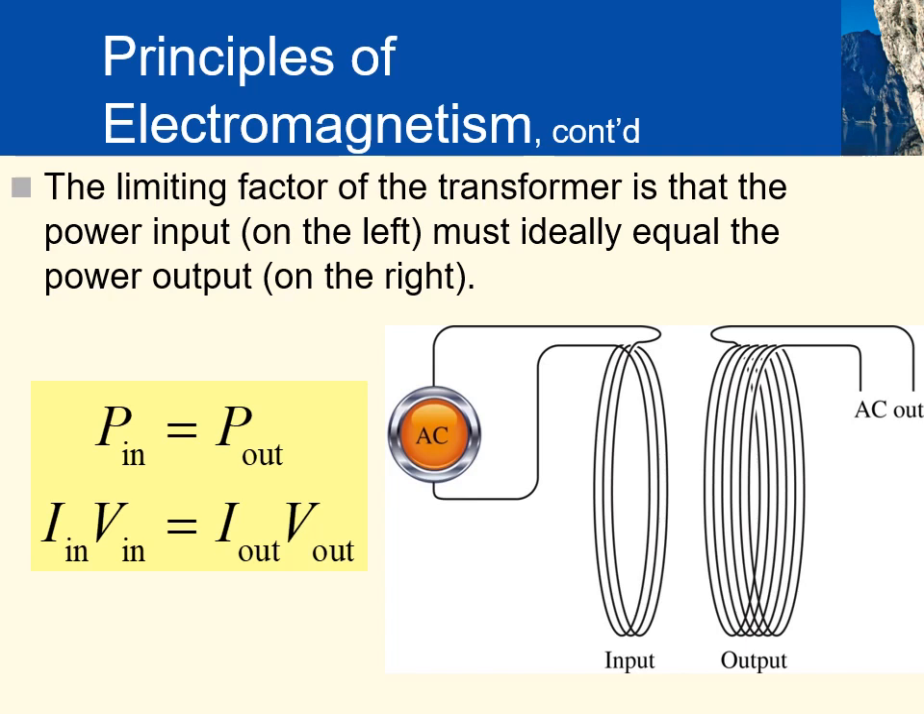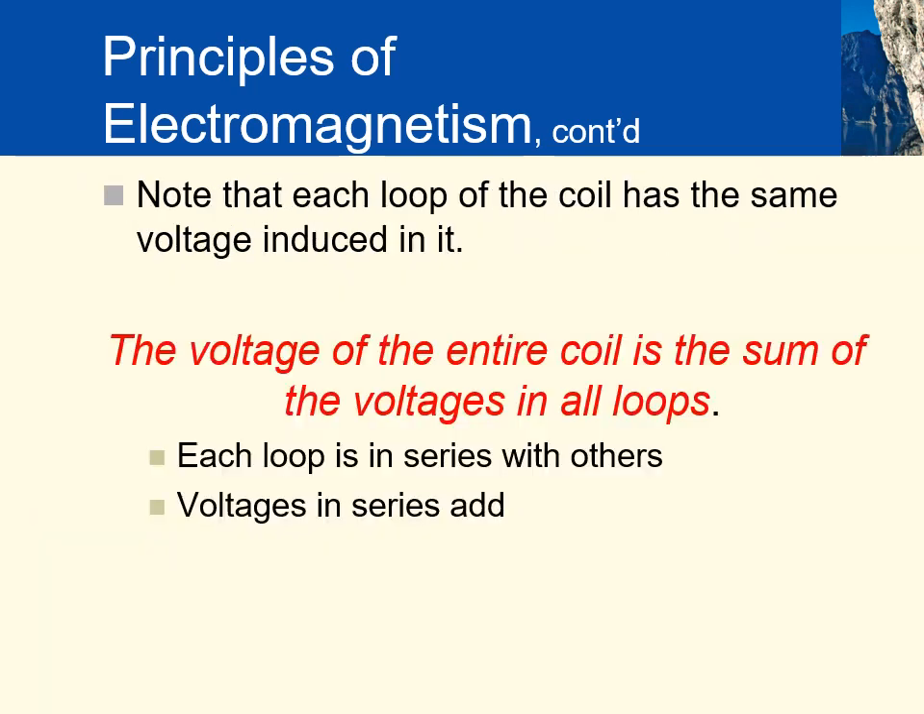In the transformer, we know that we have an input coil and we have an output coil. So for the ideal case, the power input should be equal to the power output. And we know from the previous chapter that the power equals the current multiplied by the voltage. Since each loop of the coil has the same voltage induced in it, we can find the total voltage by adding the voltage of each loop, because all the loops are connected in series, and we know that in series the voltages add together.